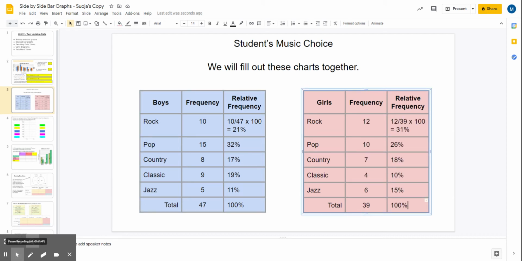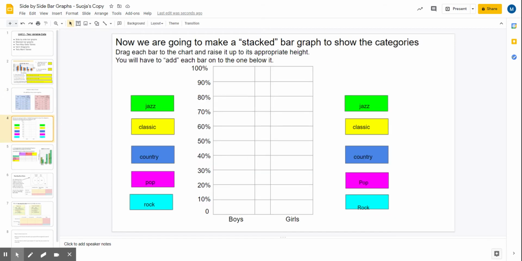All right, so now the girls chart is filled out. I didn't really explain why we needed to do relative frequencies, but another way that we can show a side-by-side bar graph is to stack a bar graph. And in order to stack the bar graphs, we have to use relative frequencies, as in we're going to be using percents. So on slide 4, we're going to generate a stacked bar graph. And this really was the slide that does take the most amount of time.